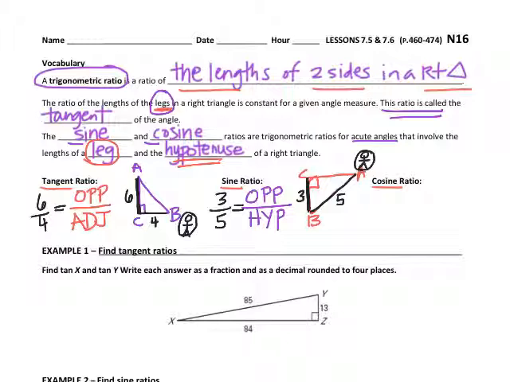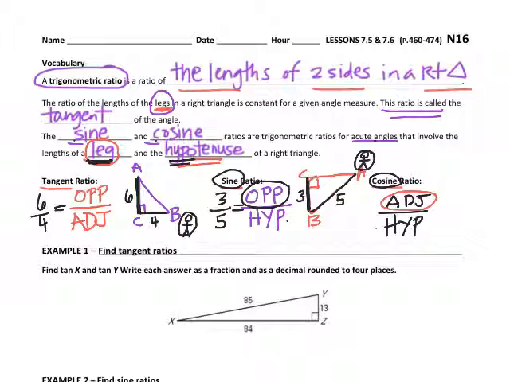Okay, and then the last ratio that we're going to do is the cosine ratio. That's going to be the adjacent side over the hypotenuse. Now if you go back to the definitions up at the top of your page, it says the sine and the cosine ratios are trig ratios for acute angles that involve a leg and the hypotenuse. So if you notice, the opposite side is a leg and the hypotenuse is part of the sine ratio, and the cosine ratio has the adjacent leg over the hypotenuse.